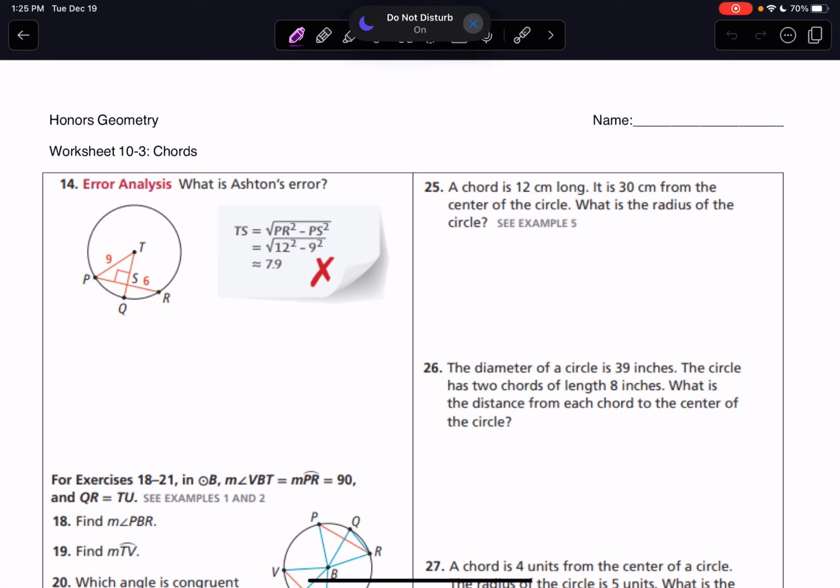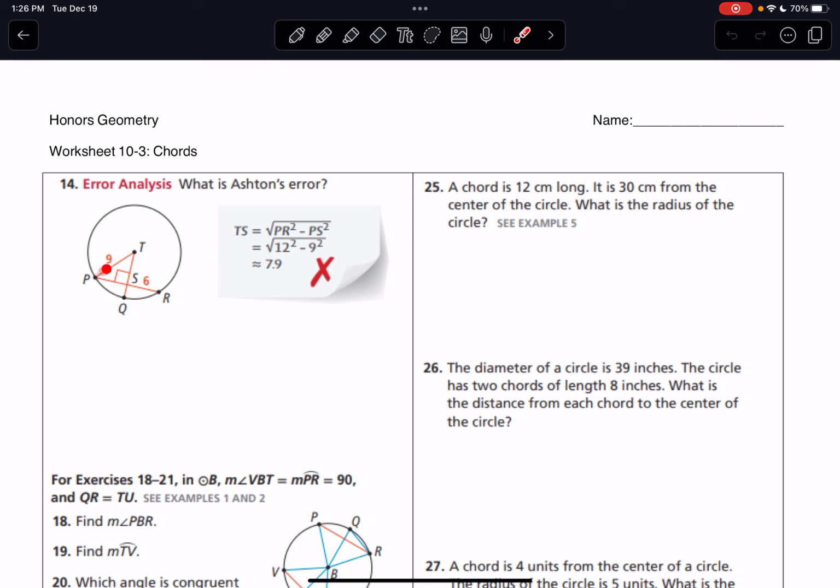All right, let's take a look at 10-3, which is all about chords in a circle. Number 14 starts this out. What is Ashton's error? So Ashton is trying to find the length of TS, and he did PR squared minus PS squared, which was 12 squared minus 9 squared. However, he needs to use two other values to find TS.